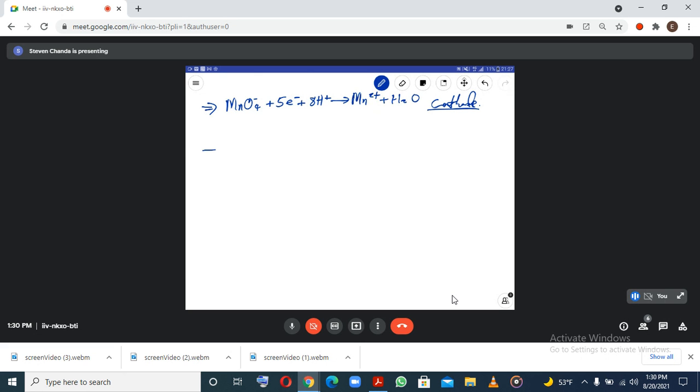Then for the anode, the anode is chlorate. Okay, so now that's pretty much about it.